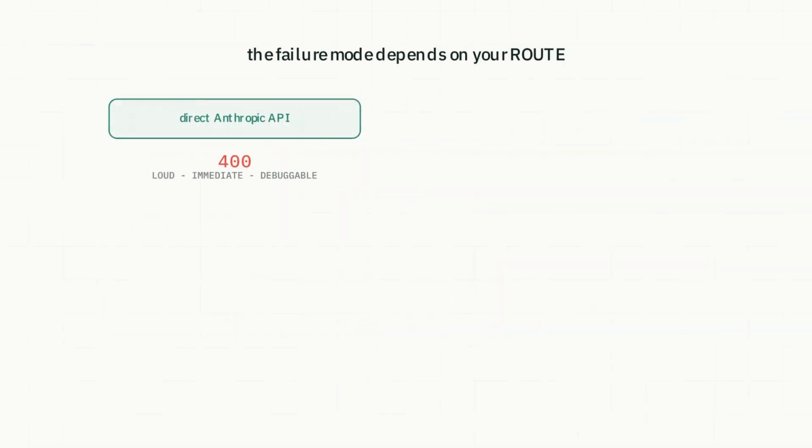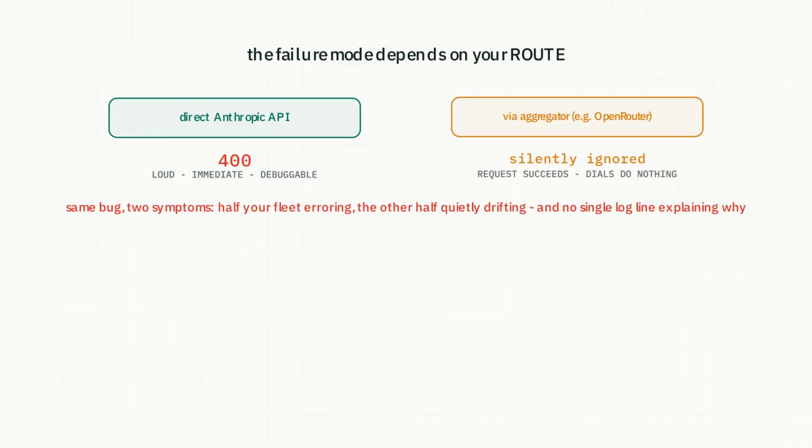One nuance that makes this genuinely dangerous in mixed infrastructure: the failure mode depends on your route. Call Anthropic's API directly, and you get the 400 error: loud, immediate, debuggable. Route through a popular aggregator like OpenRouter, and the same parameters are silently ignored. The request succeeds, the dials just do nothing. Same bug, 2 completely different symptoms.